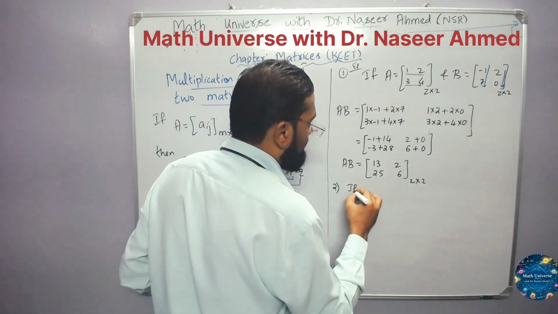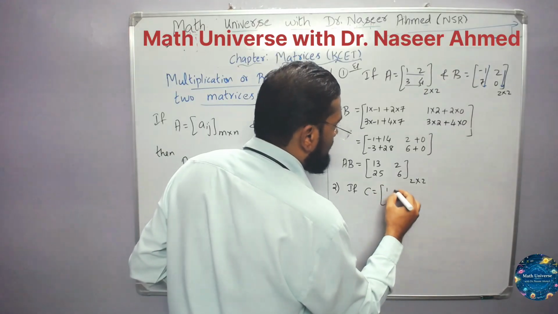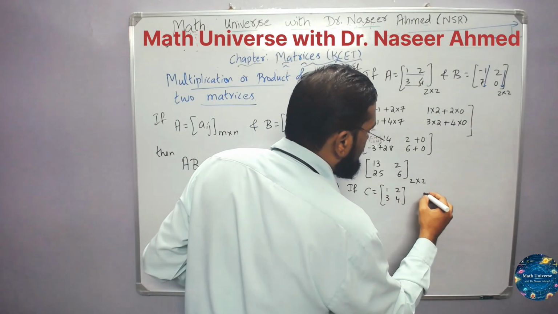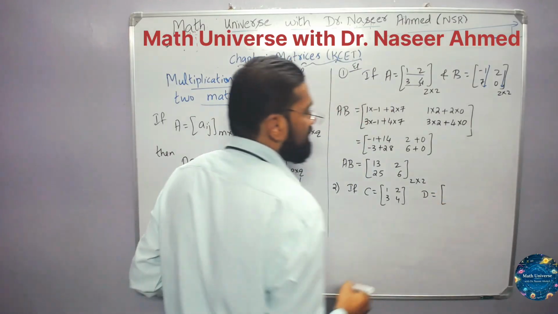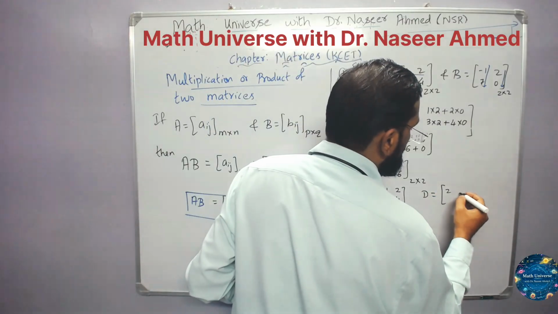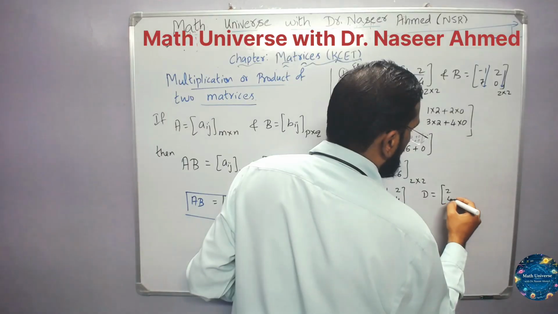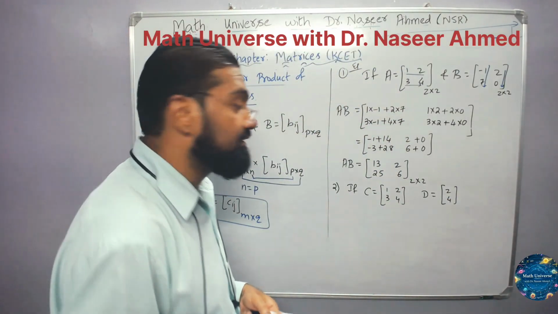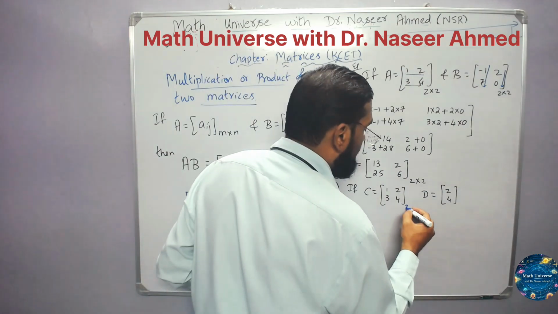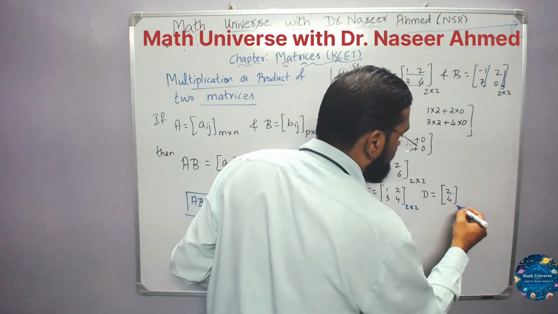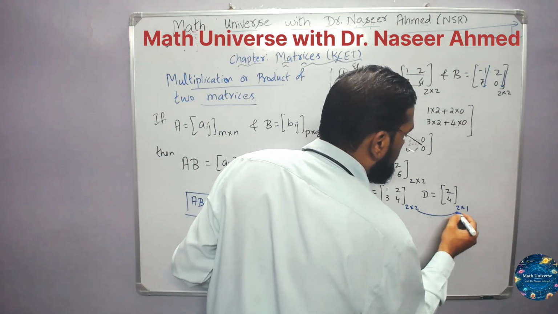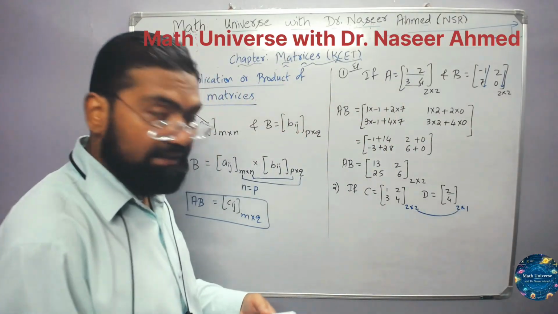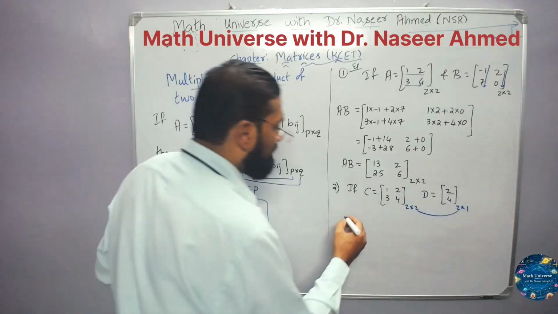If I take a matrix C, 1 2 3 4, and matrix D is 2 and 4. Now see the order of this. Purposely I'm taking one square matrix and the other a rectangular matrix. Here the order is 2 by 2, and here the order is 2 cross 1. So the number of columns of the first matrix and the number of rows of the second matrix are the same. So matrix multiplication exists.